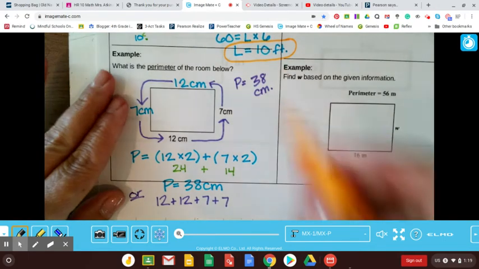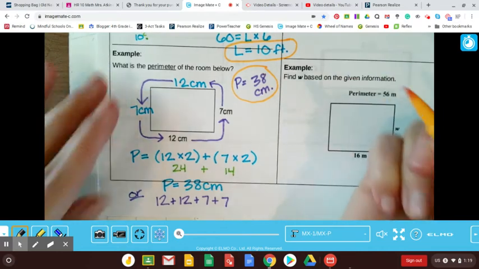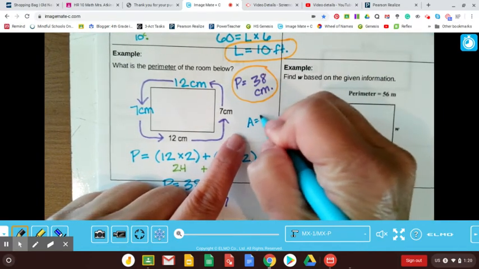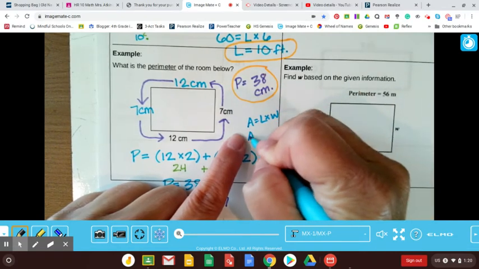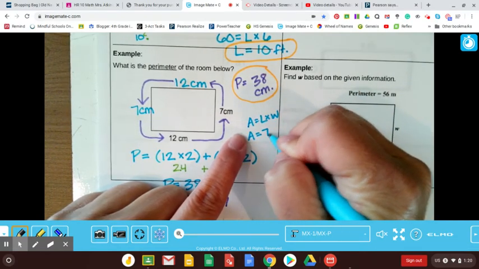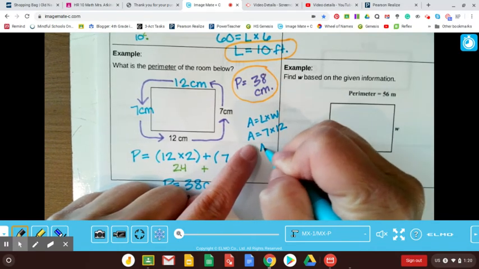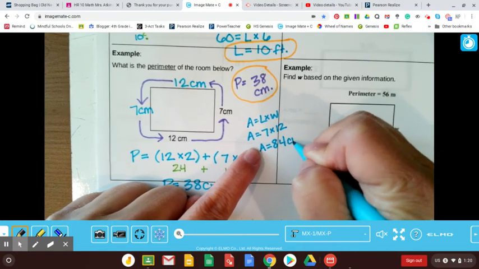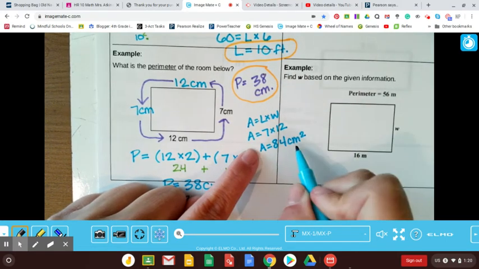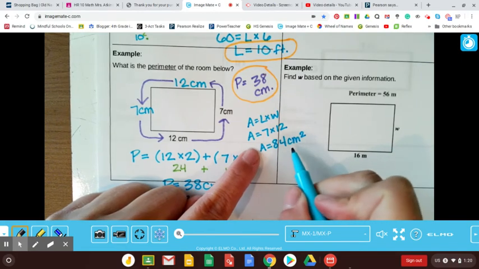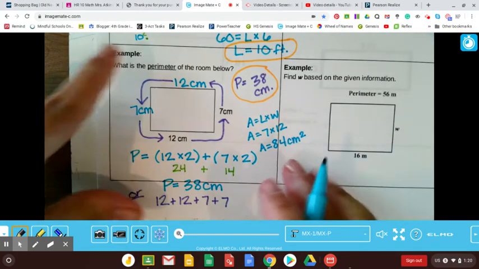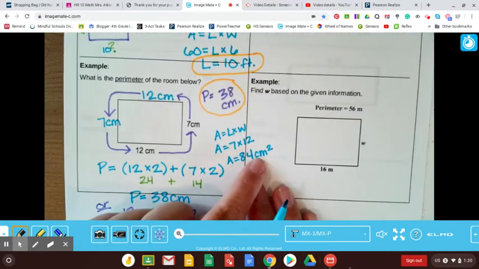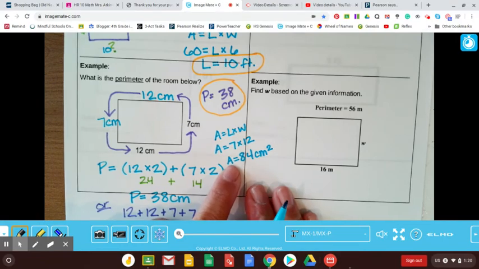Now, if you were going to find the area, what would we have to do? It doesn't ask for this, but to find the area equals length times width. So our area would equal 7 times 12, and that's a basic fact. So our area would equal 84, and then we would say centimeters squared. Area is always in squared units. Just like up here, we had 60 square feet was our area. So area is in centimeters squared in this particular example.